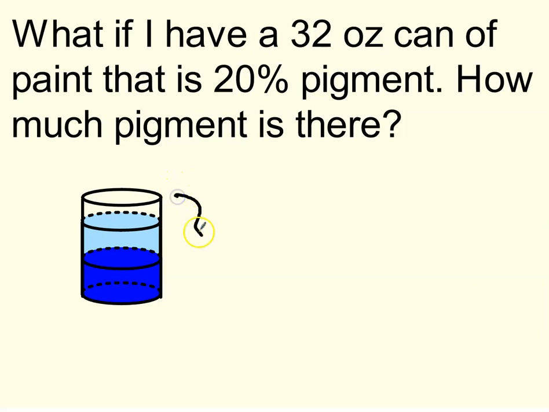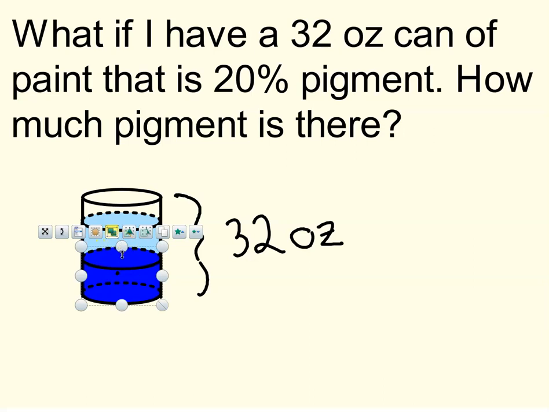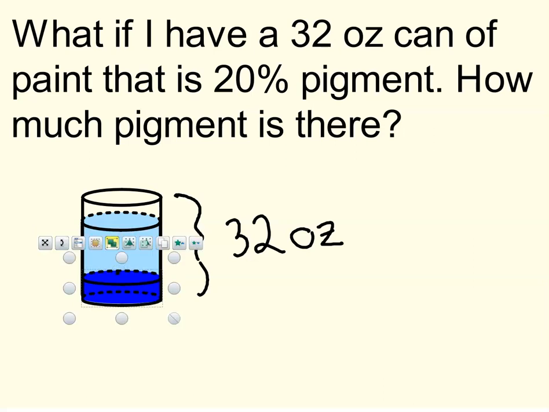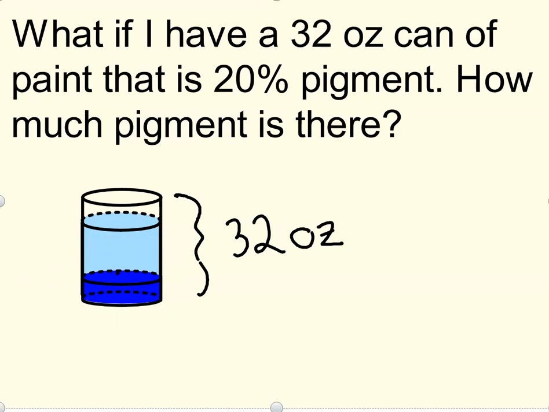Okay, so we're going to write in here, this is 32 ounces. Okay, and it's 20% paint. So you got this amount right in here. I think maybe I can even shrink that down so it looks like 20%. Yeah, it's just a small amount there. So 20% down here is actually pigment, okay, which means 80% up above here.